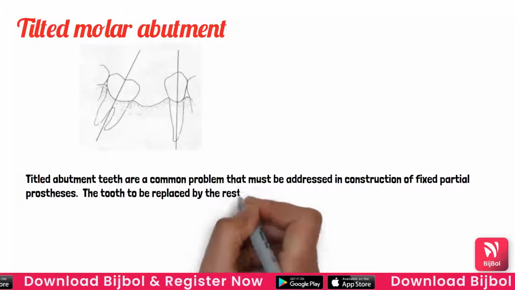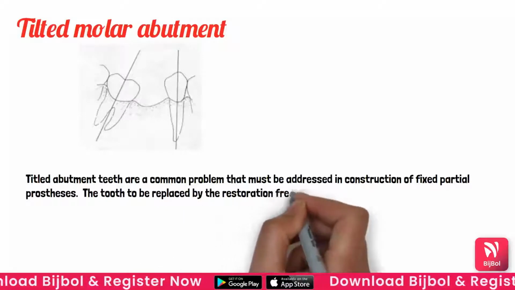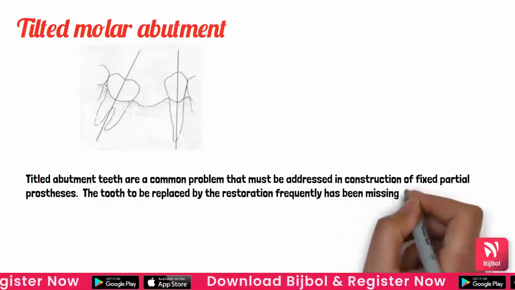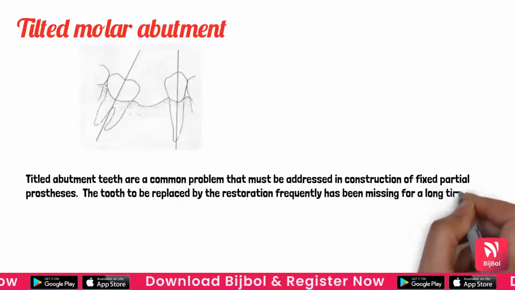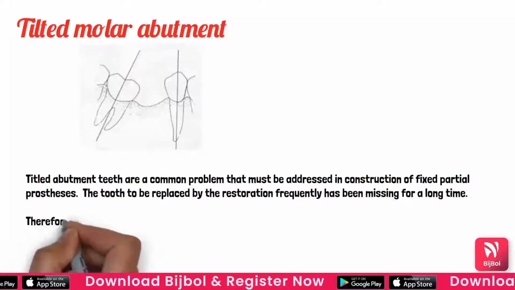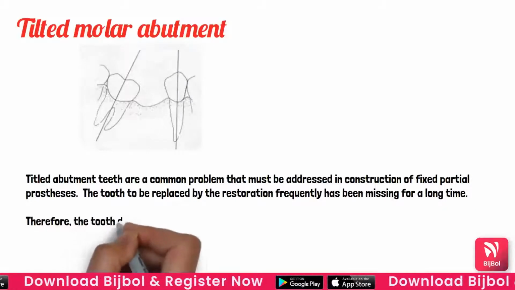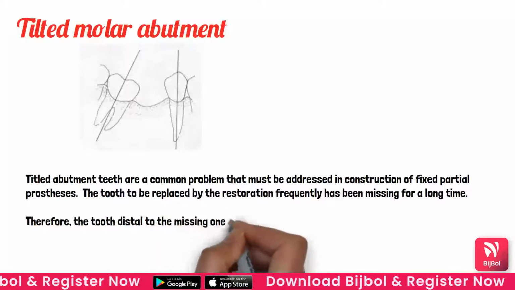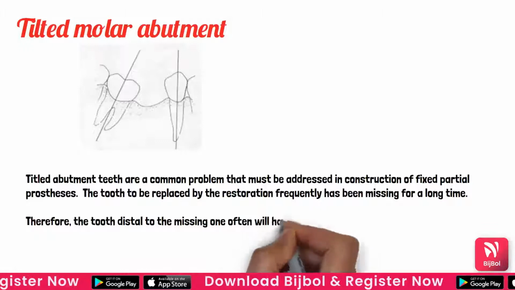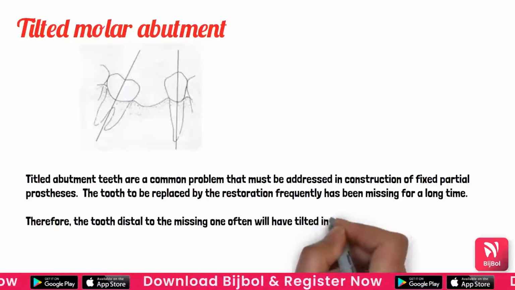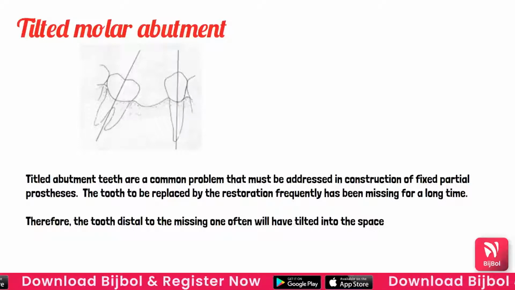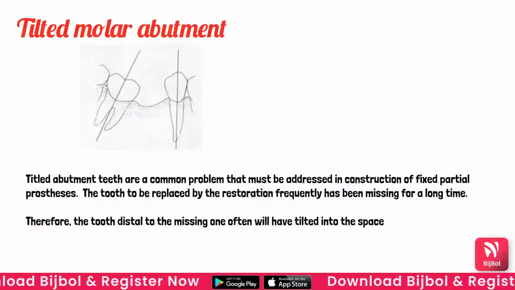So we have to try to get the molar and the premolar into a single path of insertion. Tilted abutment teeth are a common problem that must be addressed in a fixed partial prosthesis. The tooth to be replaced by the restoration frequently has been missing for a long time, which is why the teeth tend to drift mesially. Therefore, the tooth distal to the missing one will often tilt into the space, the mesial space.